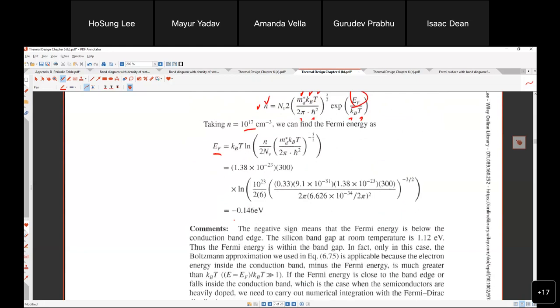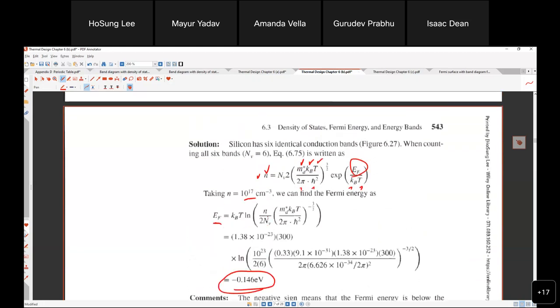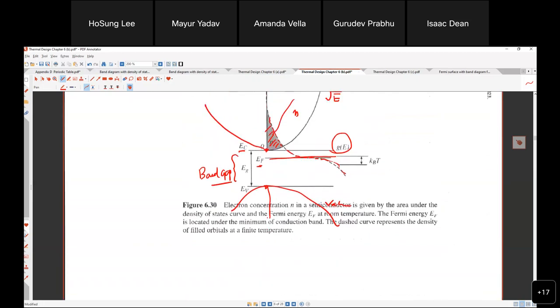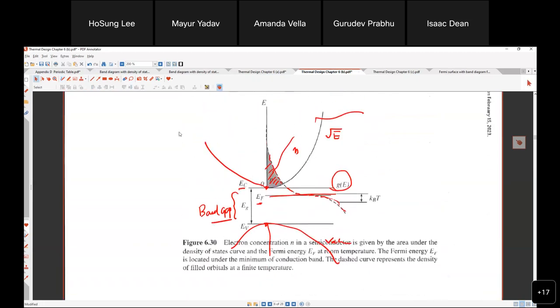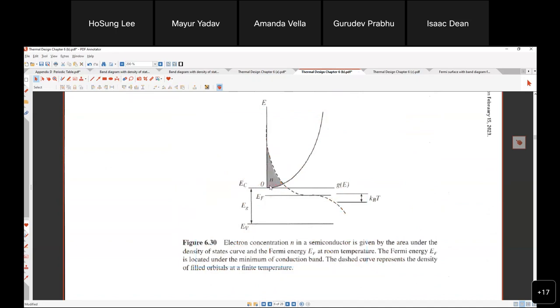So Fermi energy minus 0.146. According to this, I think again, because I told you we assign zero energy and then minus below. So it's about below. I think about the silicon band gap.